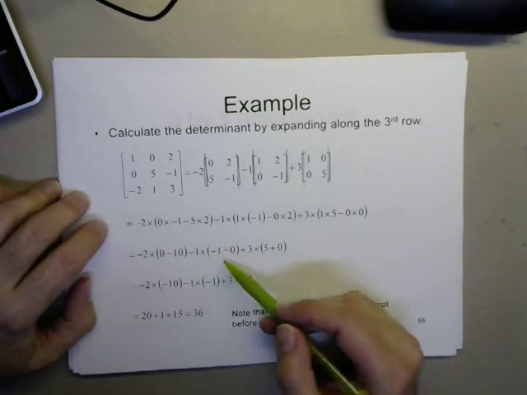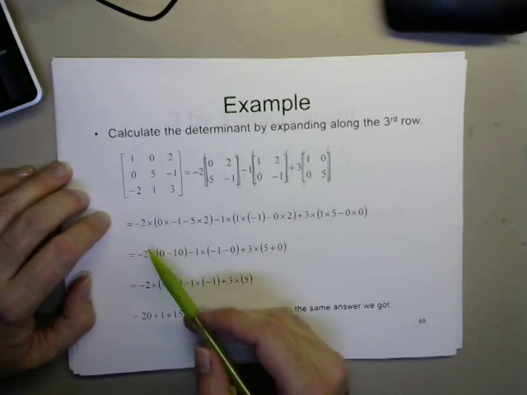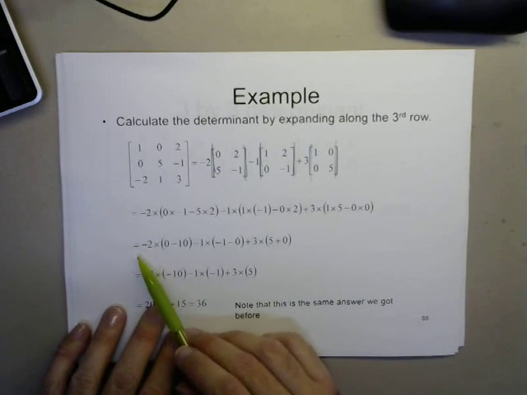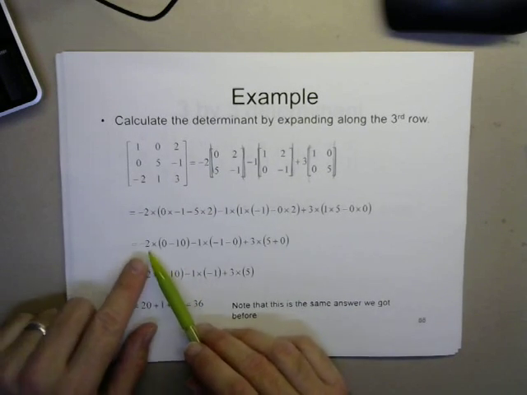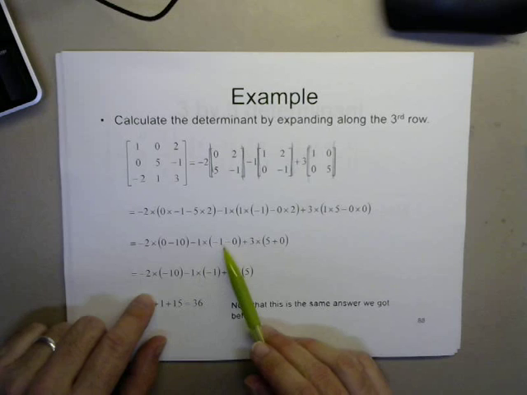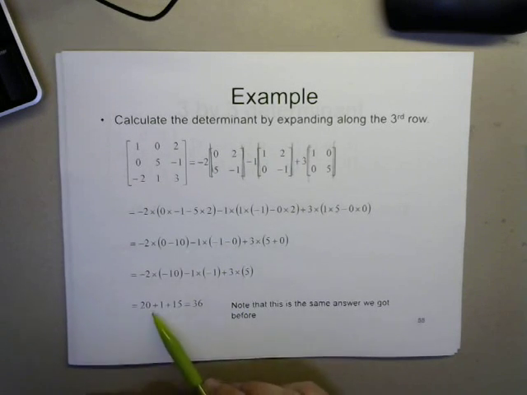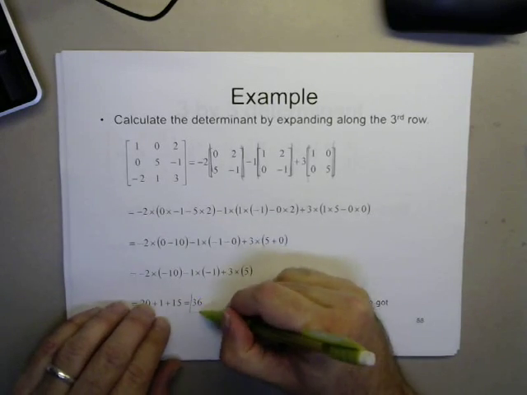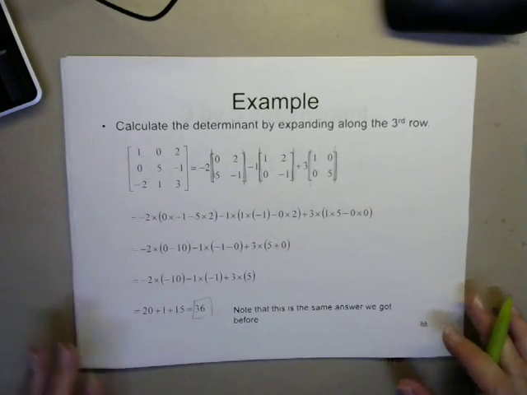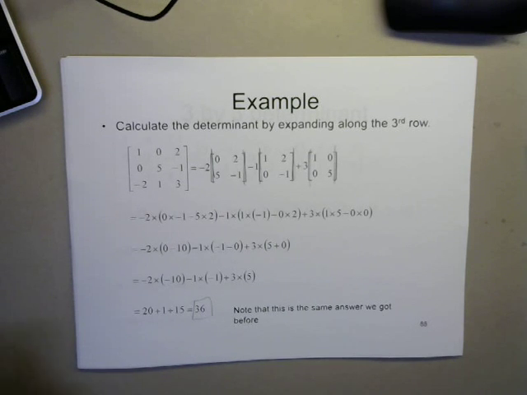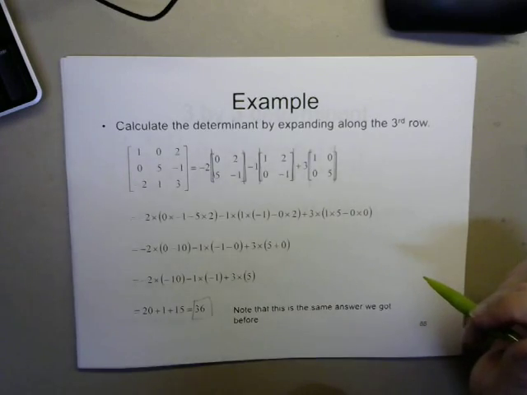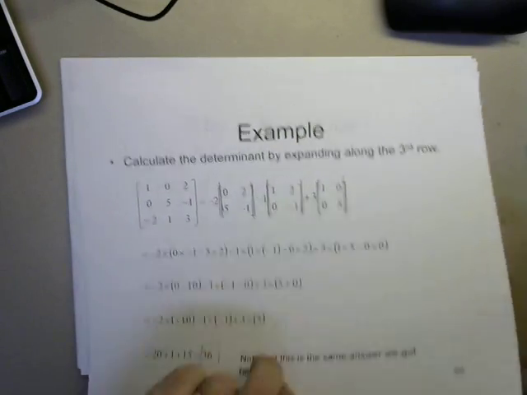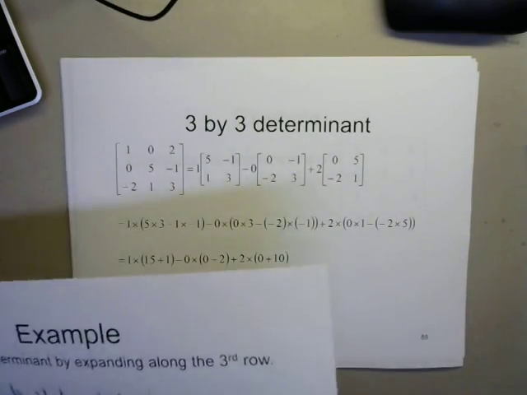So if you work this out, you'll get basically -2 times -10, -1 times -1, and 3 times 5, which will give you that. And again, you could expand along another row or column also if you wanted to. You should get the same answer. And you might wonder, what does that number mean? Like I said, we're not really going to get into that, but we will see how we can use determinants to calculate some things here in just a minute.